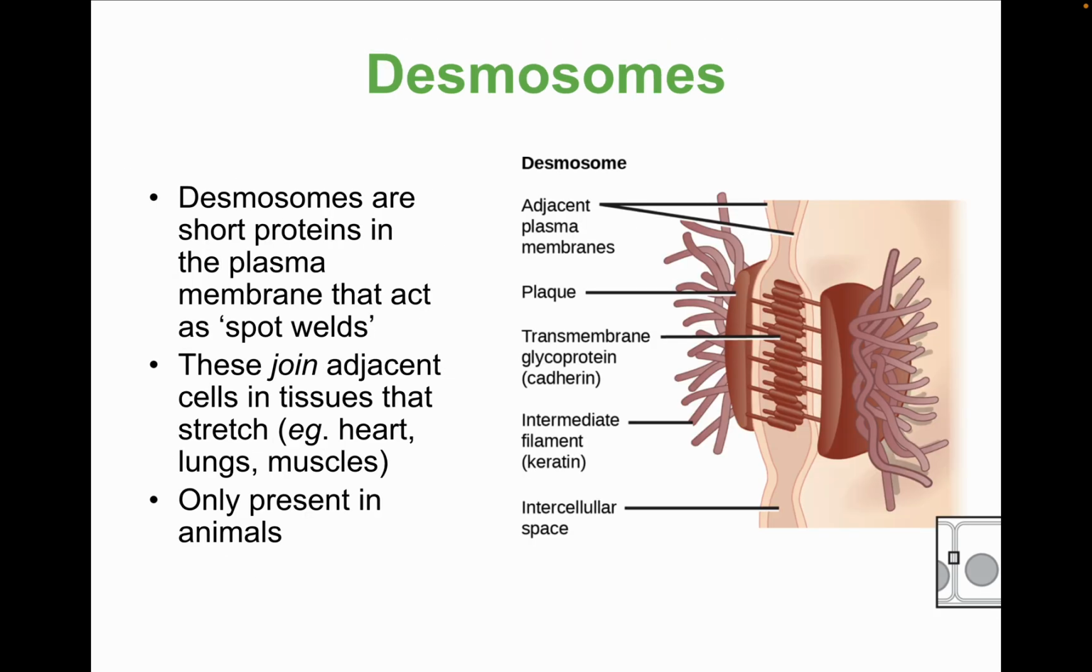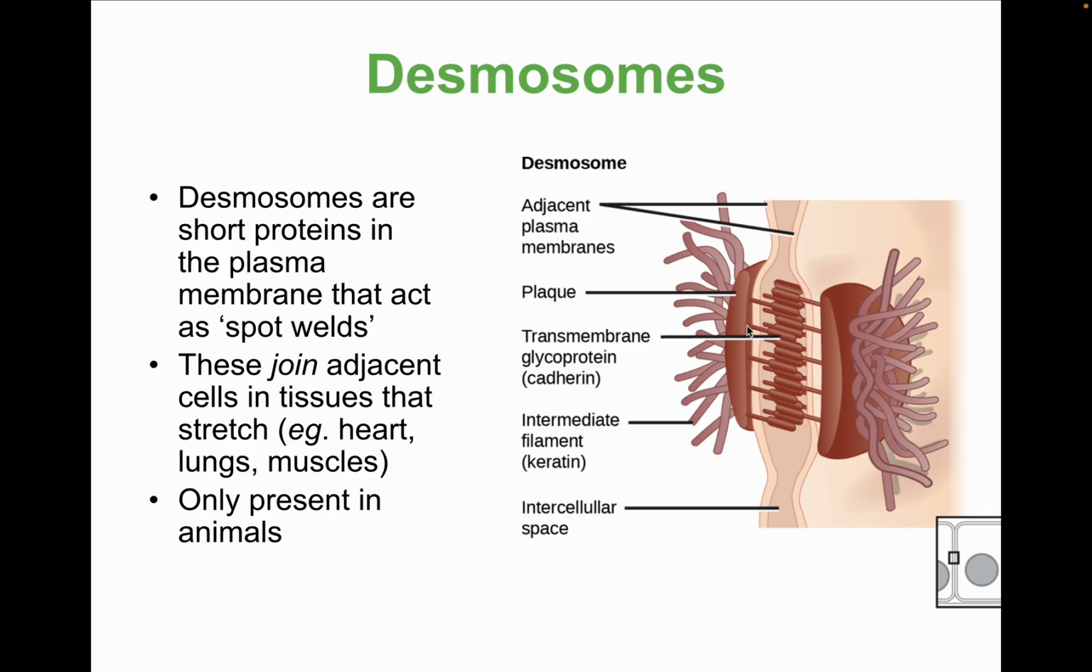There are also desmosomes, which are short proteins in the plasma membrane that act as spot welds between the cells. It's kind of like a jigsaw puzzle, where you can click the two pieces together. Desmosomes join the cells together in tissues that stretch. This is very important in organs such as the heart, lungs, muscles, etc. They're constantly moving, they stretch a lot, and we don't want the cells to simply disconnect from each other. Imagine you're stretching and then one of your tissues just falls apart. We don't want that to happen, and that doesn't happen thanks to desmosomes.